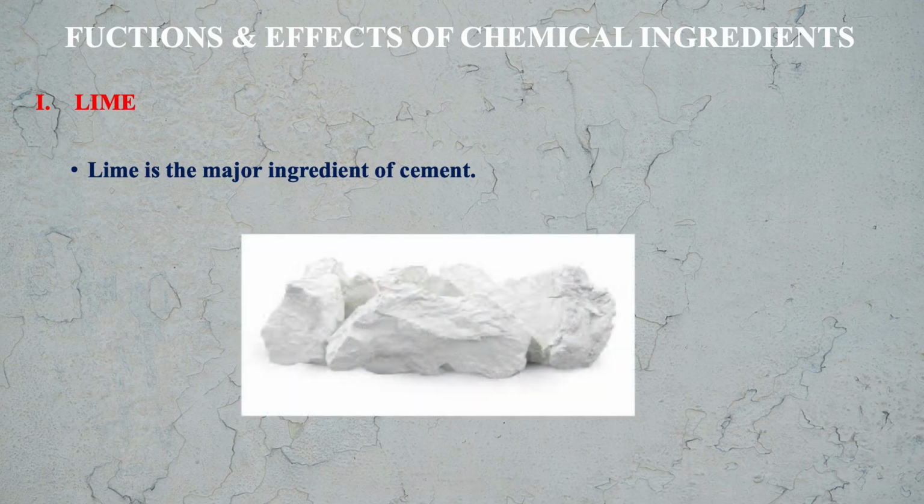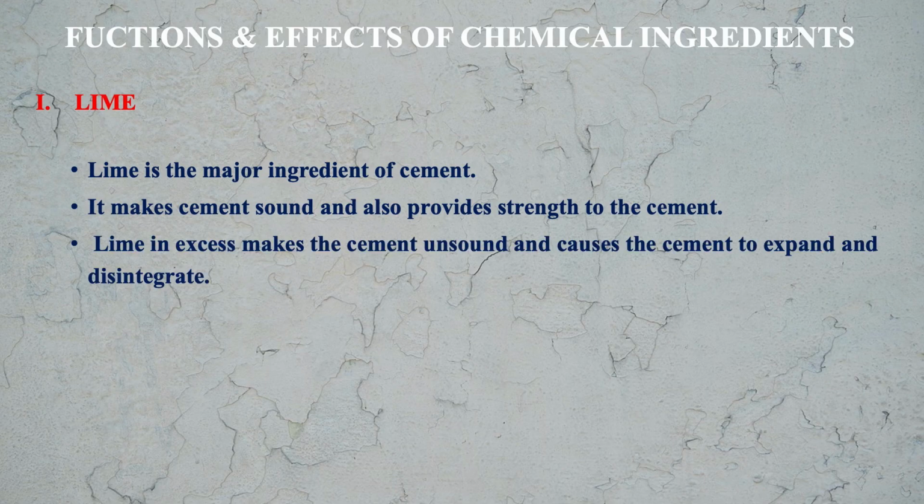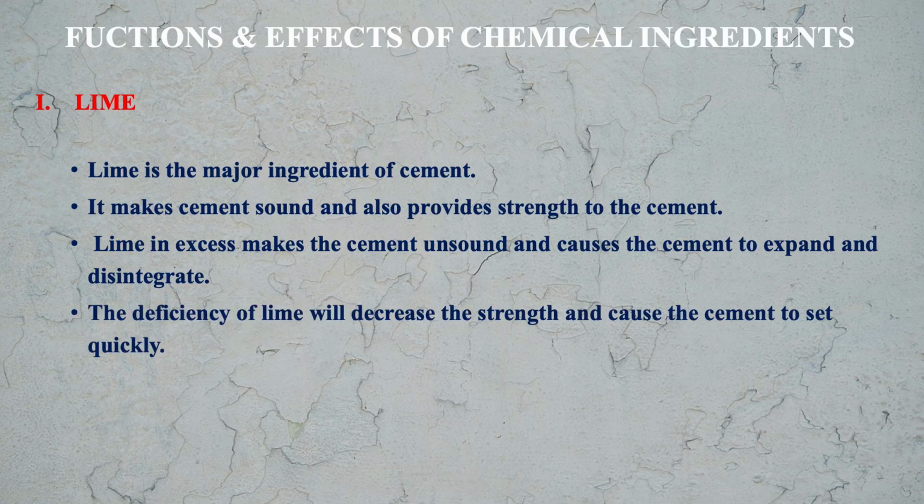Lime is the major ingredient of the cement. It makes cement sound and also provides strength to the cement. Lime in excess makes the cement unsound and causes the cement to expand and disintegrate. The deficiency of lime will decrease the strength and cause the cement to set quickly. So these are the functions and the effects of lime.